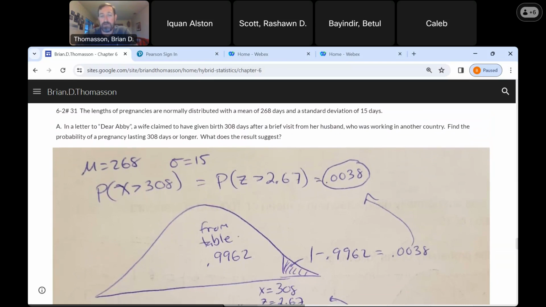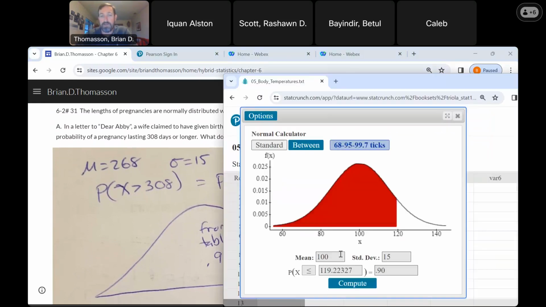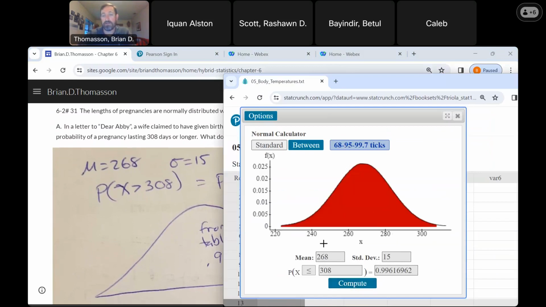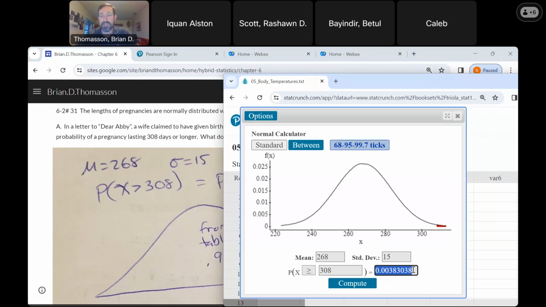Okay, so above 308. So we have to enter in our mean of 268 days, standard deviation of 15, and we want to find above 308 days. Okay, careful, I went below there. Okay, make sure you go above. We wanted that upper bound. So the probability that that baby is the husband's is 0.0038. So pretty low. So we could probably conclude that the wife has had a little extracurricular activity while the husband was gone. So yeah, poor guy, exactly.